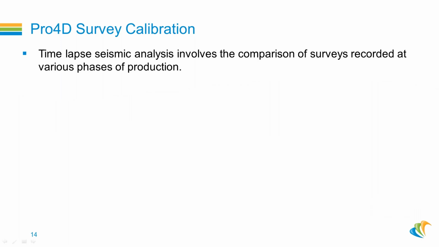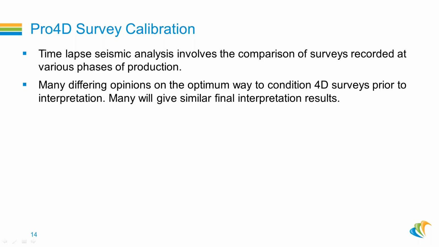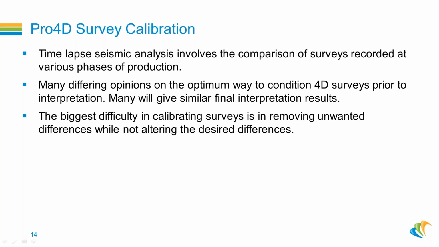So the time-lapse seismic analysis involves the comparison of the surveys recorded at various phases of the production, at various times. There are many different opinions on how to calibrate or condition the 4D surveys before interpretation, and many will give similar final interpretation results. The biggest difficulty is calibrating surveys, which is removing unwanted differences while not altering the desired differences. So we don't want to remove the changes coming from the production. We just want to remove, for example, processing related or acquisition related differences.